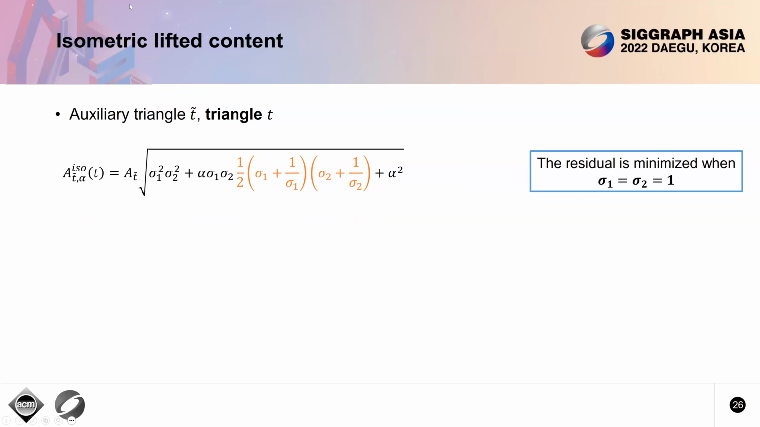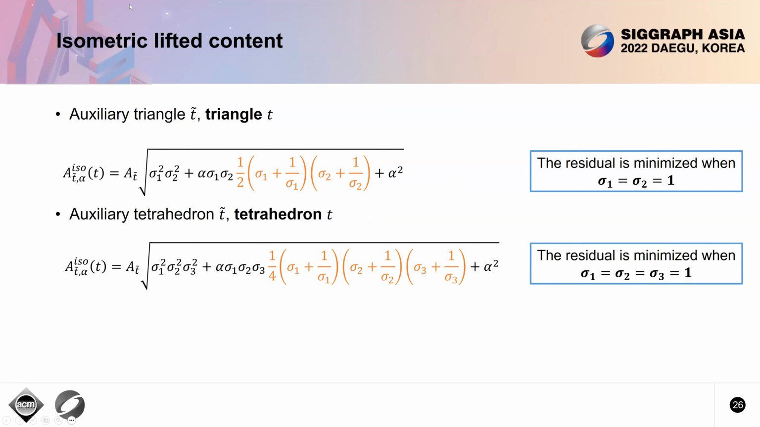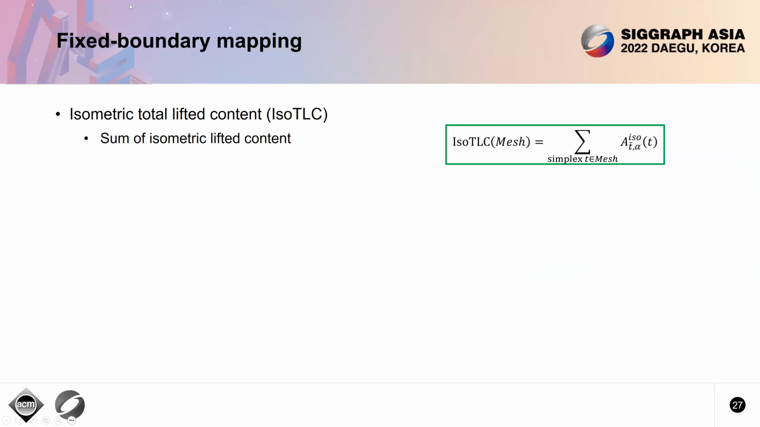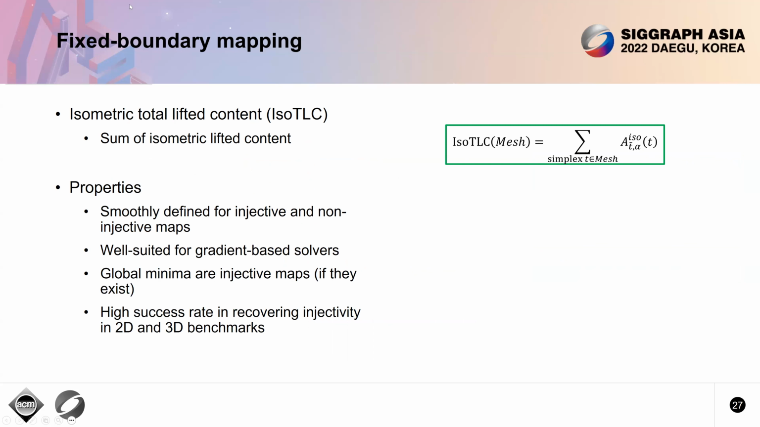Having defined the isometric lifted content for a triangle, we can generalize it for a tetrahedron using a similar formula. We show in the paper that the corresponding residual is also minimized by isometry. Finally, we define the isometric total lifted content, or ISO-TLC, energy as the sum of isometric lifted content over all simplices in the mesh. Our ISO-TLC energy inherits all the nice properties of the TLC energy. It's smoothly defined for all maps, and easy to optimize using gradient-based solvers.